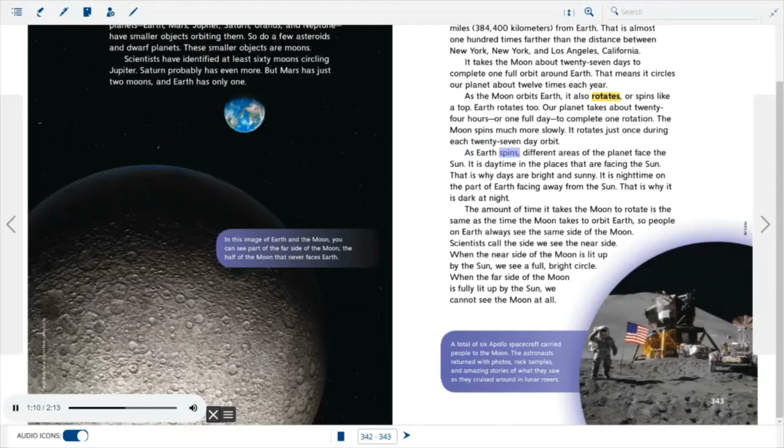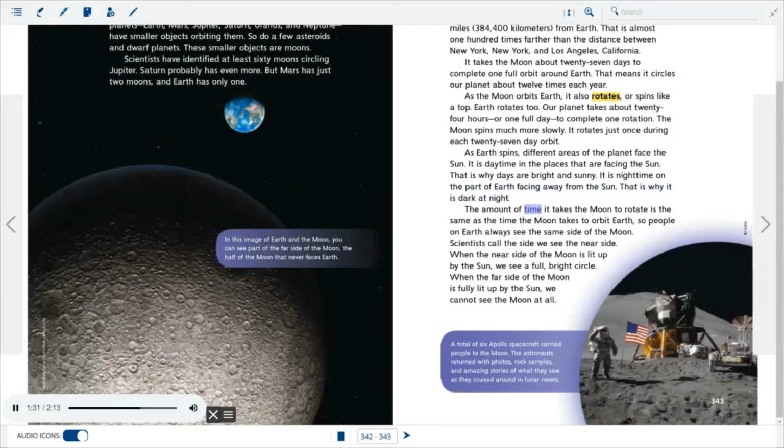As Earth spins, different areas of the planet face the Sun. It is daytime in the places that are facing the Sun. That is why days are bright and sunny. It is nighttime on the part of the Earth facing away from the Sun. That is why it is dark at night.